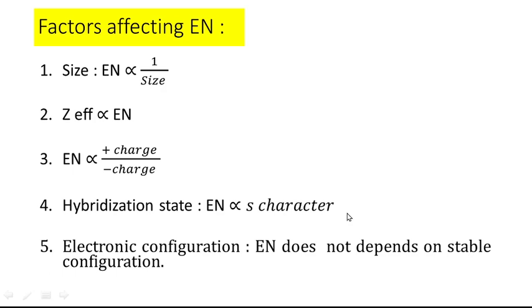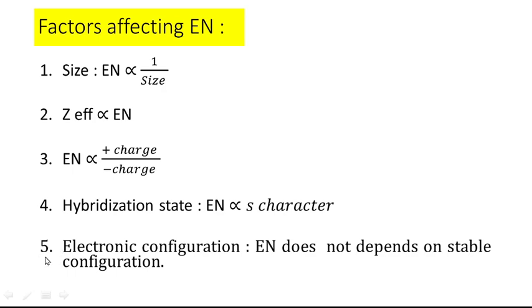Now when you talk about the sp2 condition, this condition has less S character as compared to P character, and when you compare both of these hybridization states, you will get to know that sp hybridization has the maximum S character while sp2 has less S character when compared with sp.